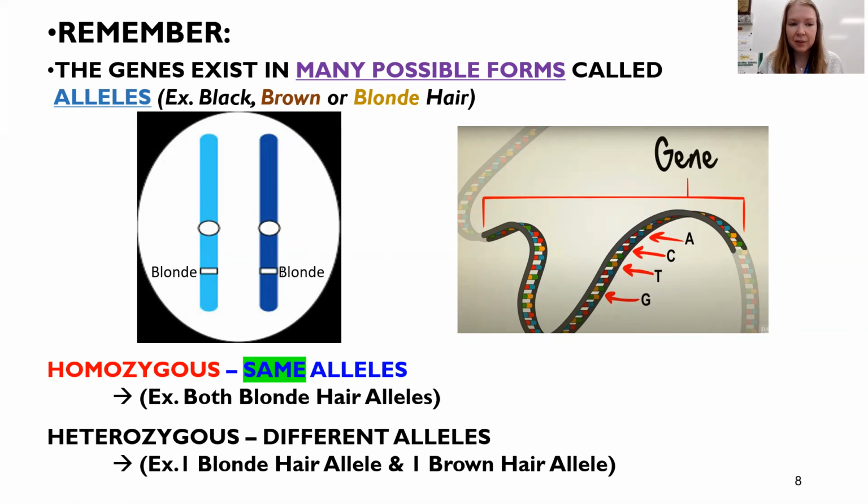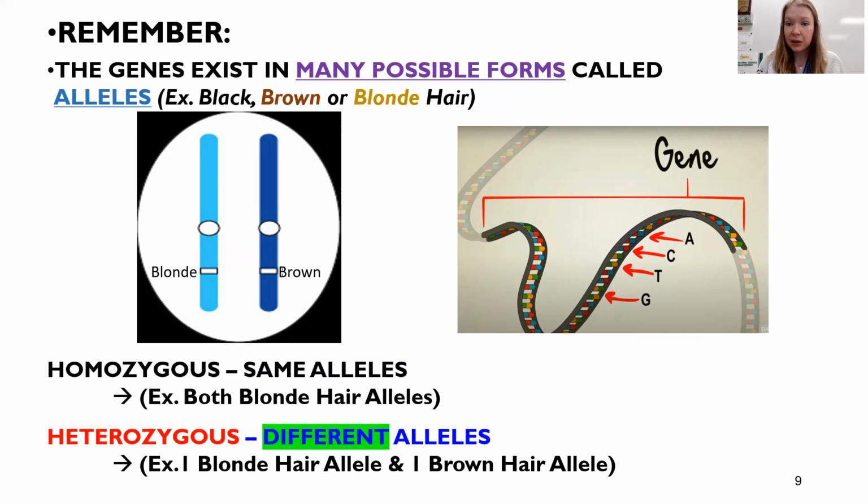So homozygous means that the alleles are the same. So the allele that you inherited from your mom has, in this example, blonde hair, and the allele that you inherited from your dad is also blonde hair. So in this pair of chromosomes, they both had the same alleles. Therefore, these paired chromosomes are homozygous.